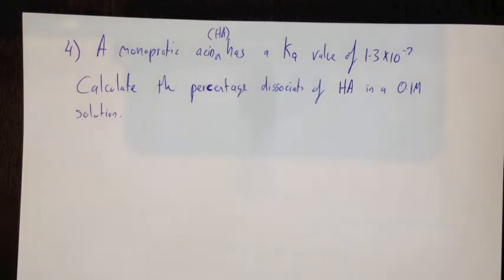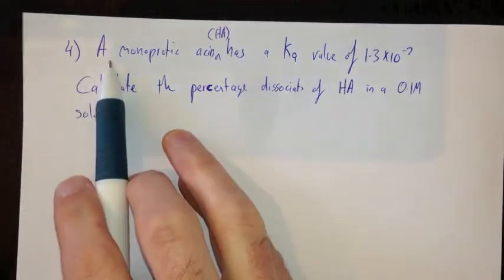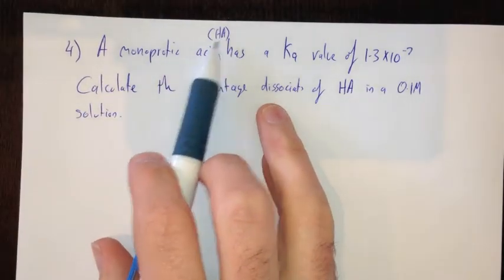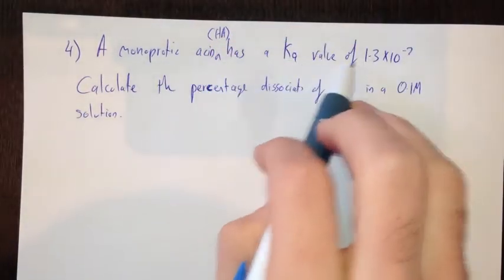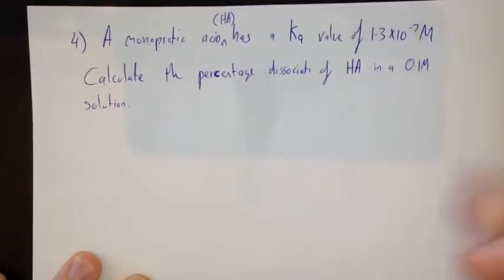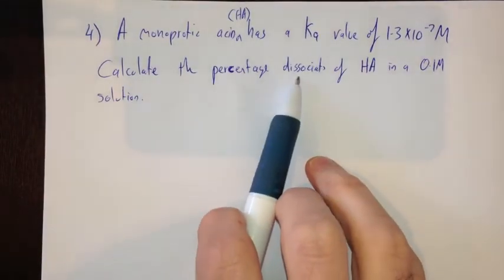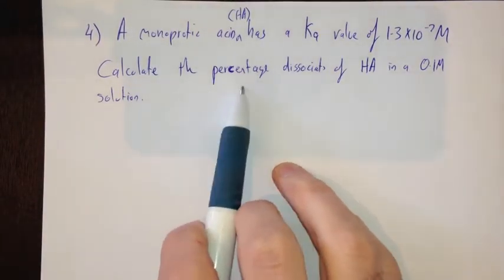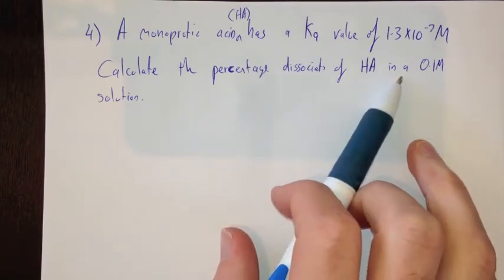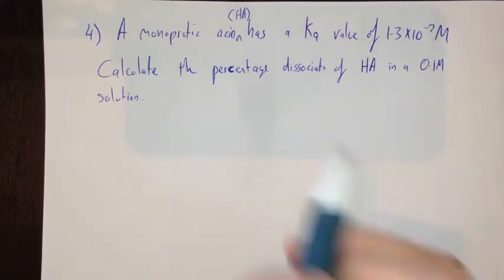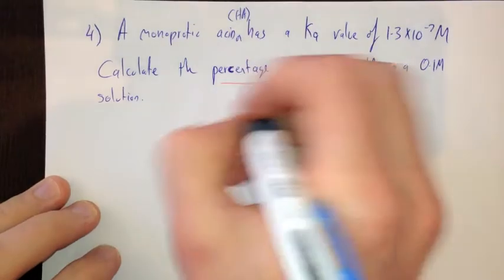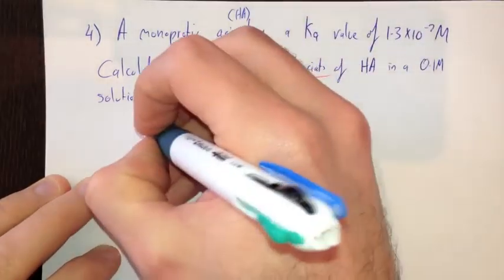All right, last question on acidity constants. Let's go have a look at this one. A monoprotic acid, HA, has a Ka value of this. That should have a molar next to it as well. Calculate the percentage dissociation of HA in a 0.1 molar solution. Very good question. Percentage dissociation. I like that one.